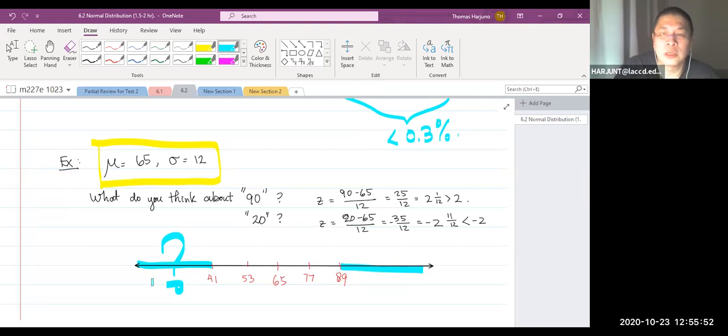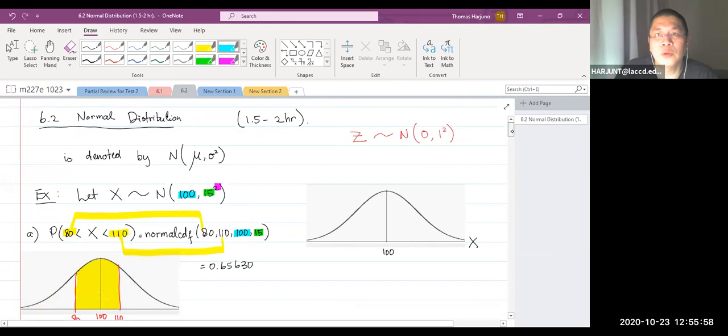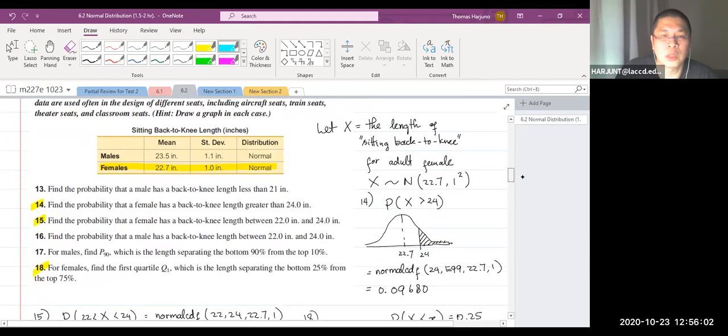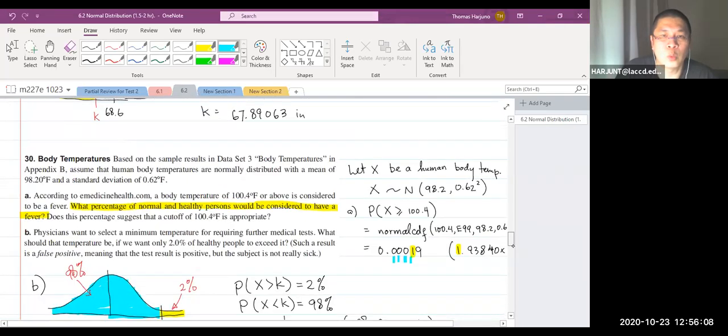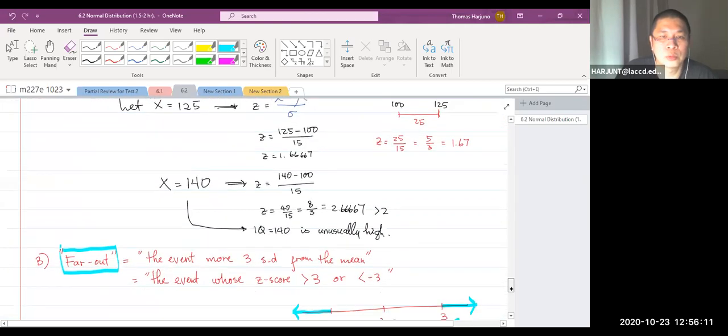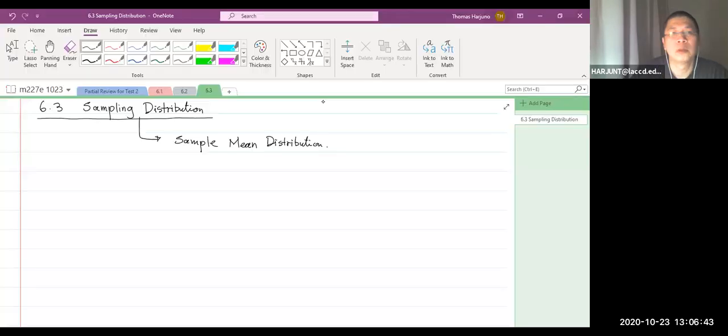Now, this 6.2 normal distribution provides us a big view of what can happen, how we can do statistics in a faster way once we understand the Z score. Right now it's almost 1 o'clock. Let me give you around a 10 minute break. We come back at 1:05, and then I will give you a small introduction into 6.3. We will do 6.3 sampling distribution, which is also called sample mean distribution.